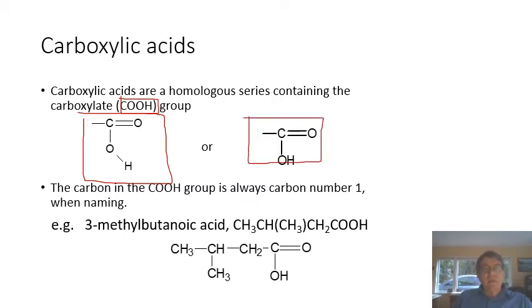The carbon in the COOH group is always carbon number 1 when you come to name it. Here's an example: 3-methyl-butanoic acid. So carbon number 1 is always the carbon within the carboxylic acid group. The next one would be carbon number 2, and the next one is carbon number 3. That's why, in this case, your methyl group is 3-methyl. The carboxylic acid group contains carbon number 1.